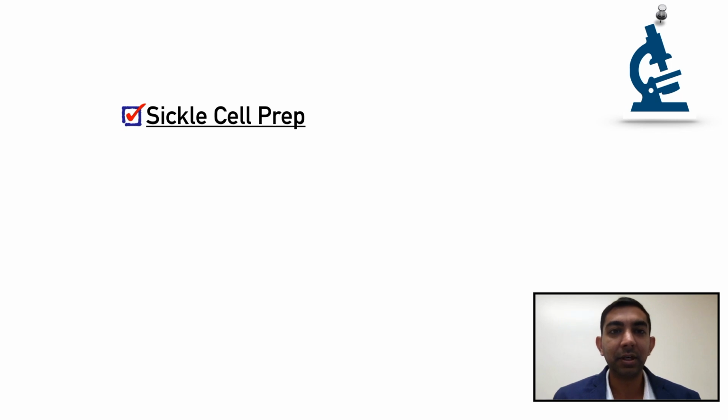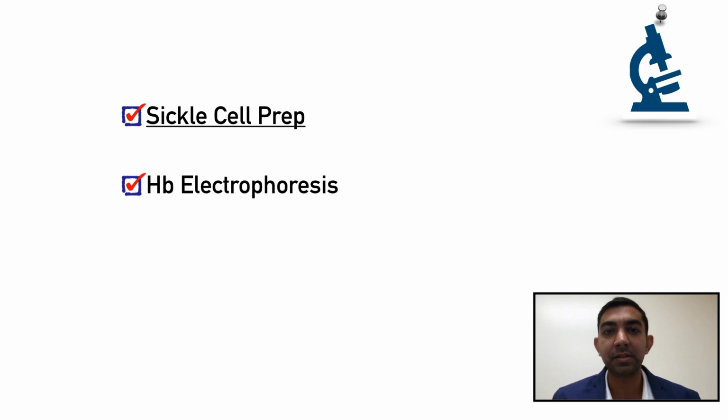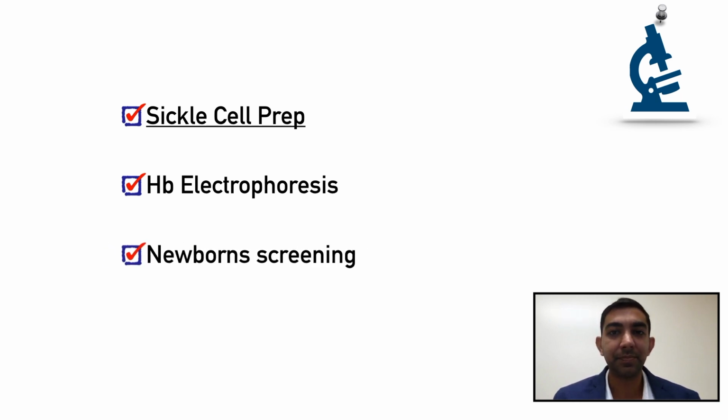Now, to investigate this condition, firstly, you can do a sickle cell prep. This is a preparation that detects sickling of RBCs under a microscope in response to an oxygen-lowering agent, for example, metabisulfite. Another thing that you can do is hemoglobin electrophoresis, and this will help you distinguish between HbAS, HbSS, HbSC and other variants. All newborns in developed countries, of course, are always screened for sickle cell disease.